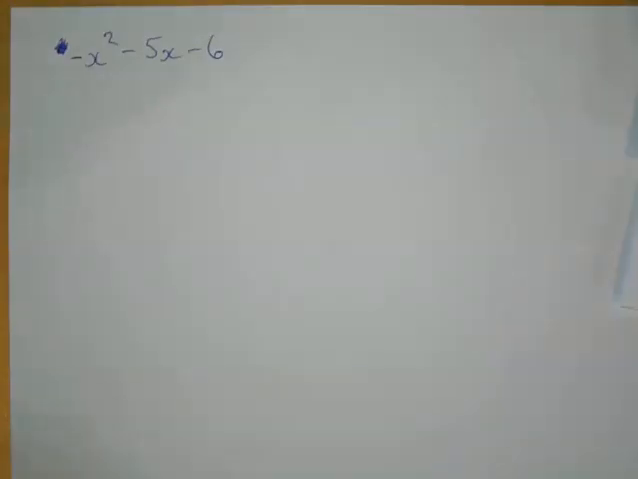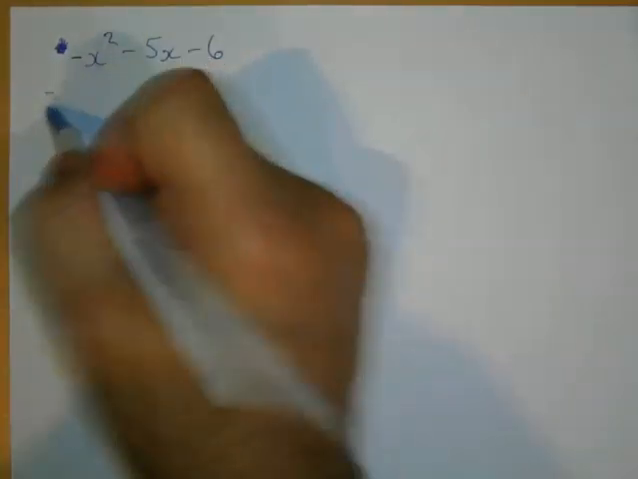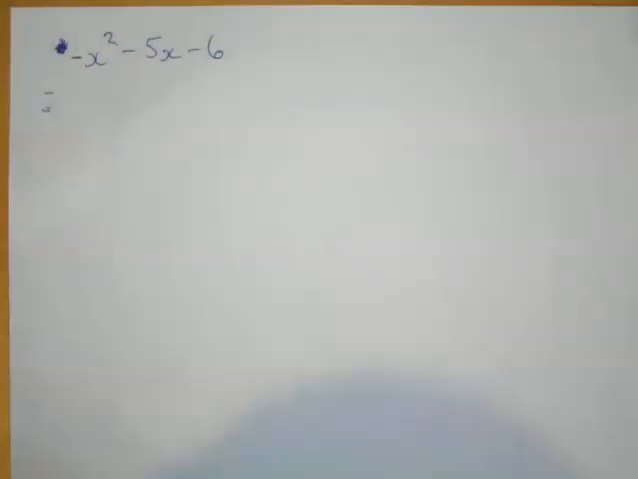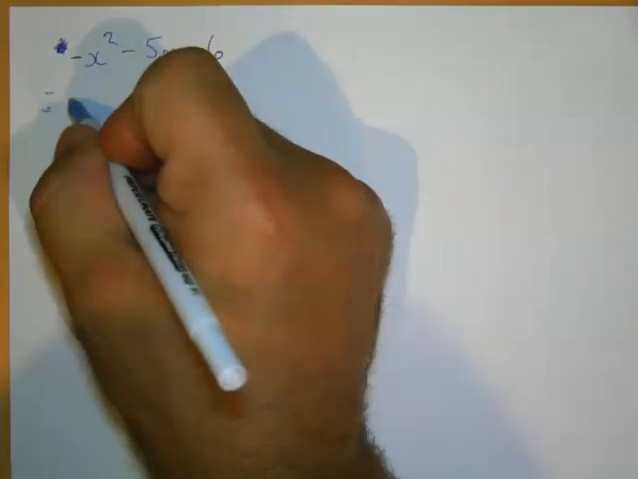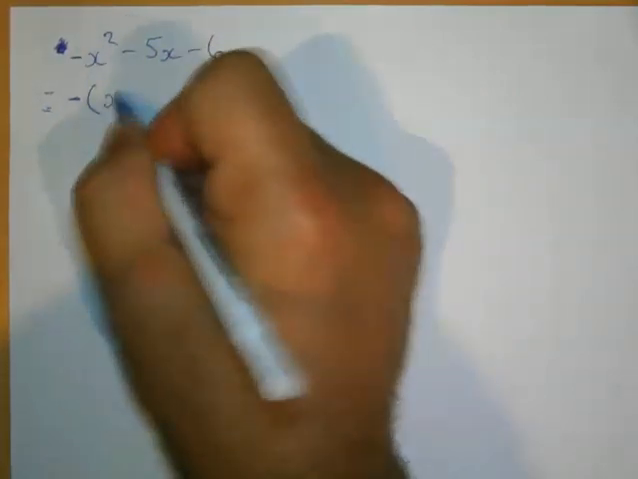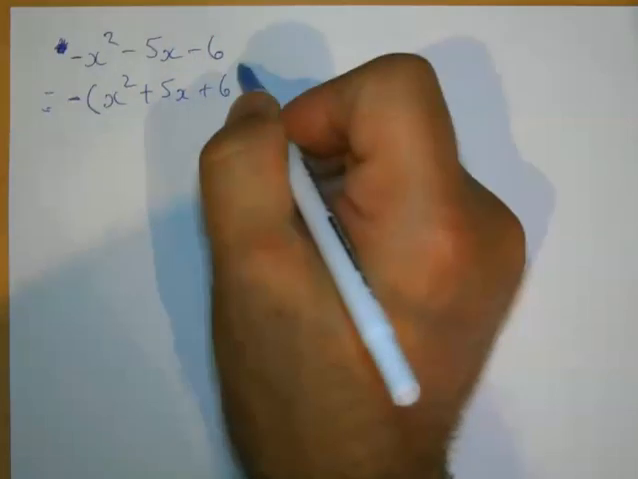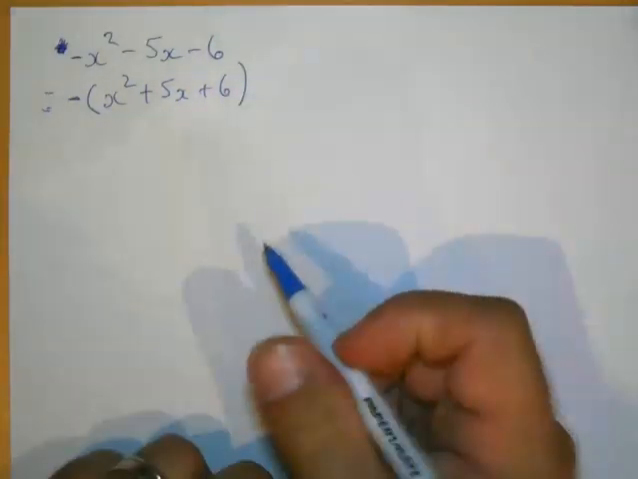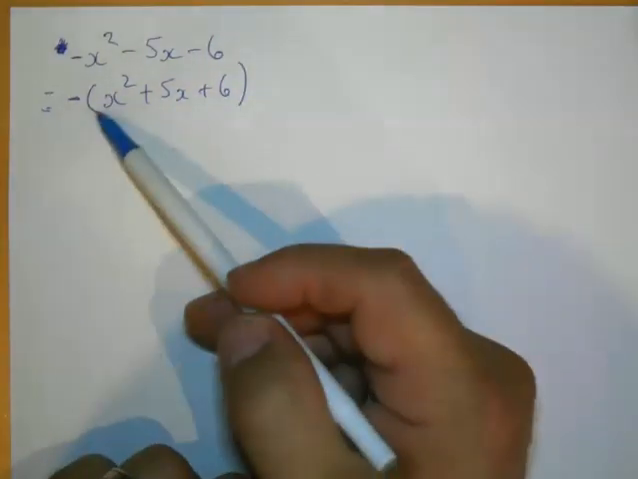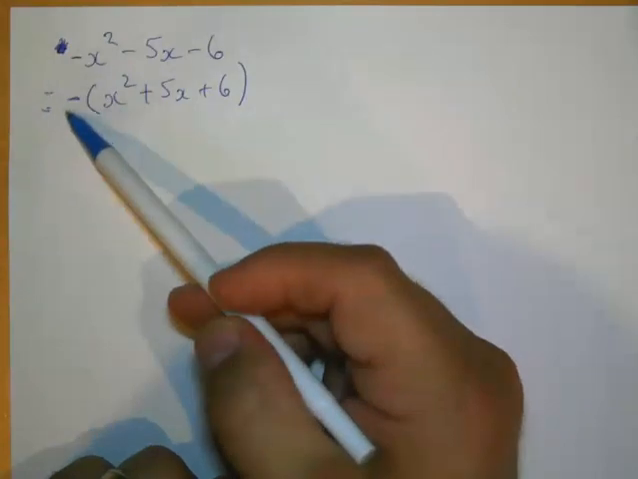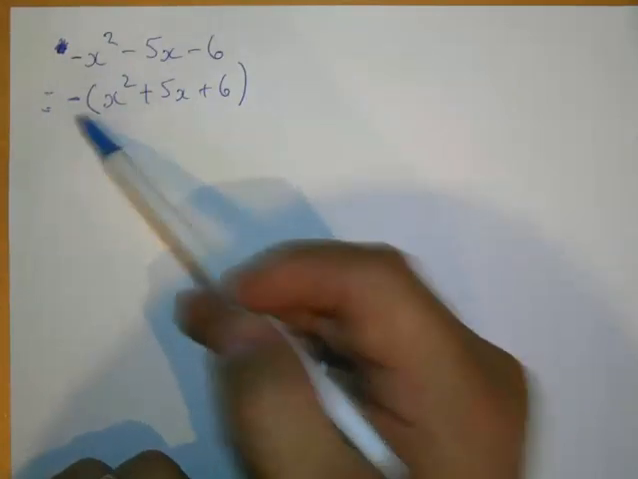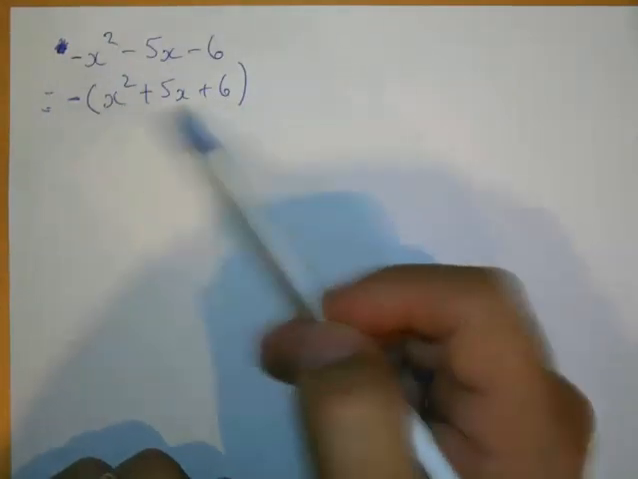To get rid of the negative, I'm going to take out negative 1 as a factor. So I end up with minus 1 times x squared plus 5x plus 6. I now have a quadratic with a coefficient of positive 1. I'm not going to forget about the negative, but for the time being I'm going to focus just on that.